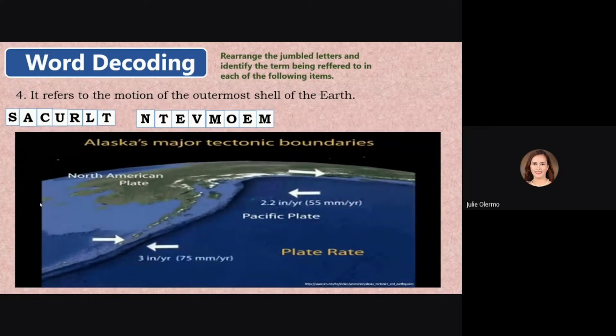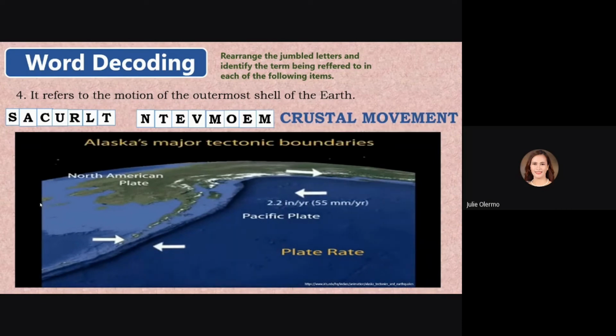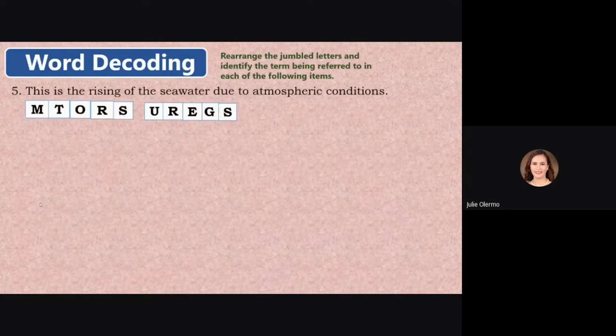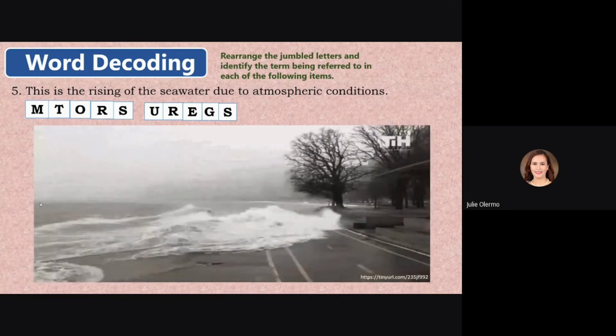It refers to the motion of the outermost shell of the earth. The movement of the boundaries is shown in this animation. Then the last coastal process is the seawater rising due to atmospheric conditions. Two words are implied by this animation. What is your answer? Crustal movement. This is the rising of the seawater due to atmospheric condition. Okay, look at it. What's the word?